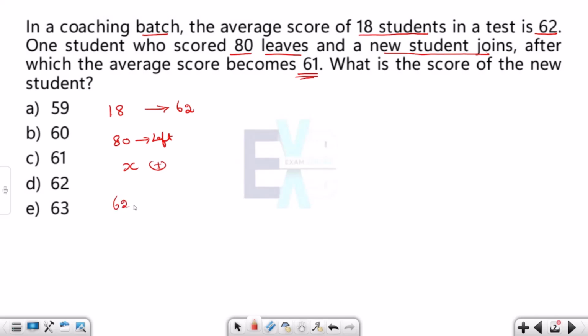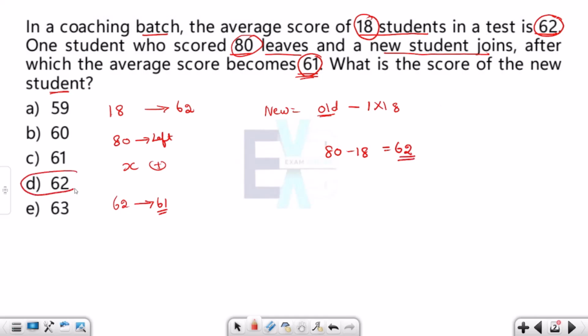So because of this, what happens? 62 is becoming 61. So what is the score of the new student? How to find the new student? The person whom we want to replace is the old student. Now here, what is the initial average? 62. What is the new average? 61. Is it increasing or decreasing? It is decreasing, so minus. How much is it decreasing? 1. And totally how many members are there? 18. So minus 1 into 18. The old person, whom I want to send out, is 80. So 80 minus 18. So the answer will be 62. The score of the new student is nothing but 62.